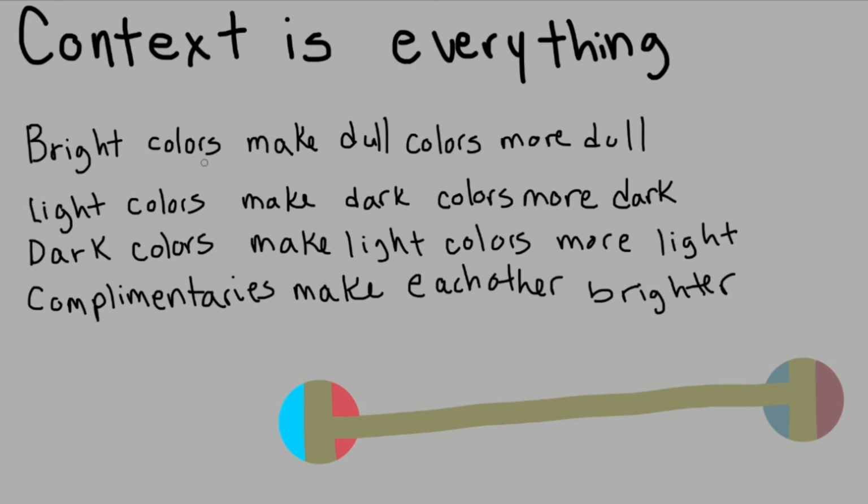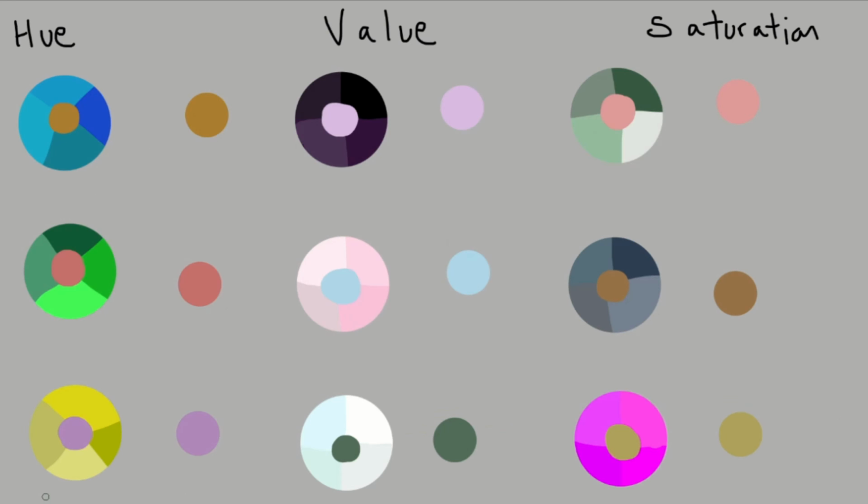So bright colors make dull colors look more dull, light colors make dark colors look more dark, dark colors make light colors look more light, and then complementary pairs make each other look brighter. You can see that in here. You have the complementary pair, blue and orange. So this orange looks brighter next to the blues than it does on the gray background. Same thing with the others.